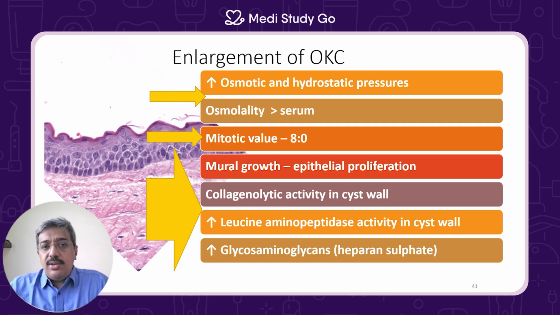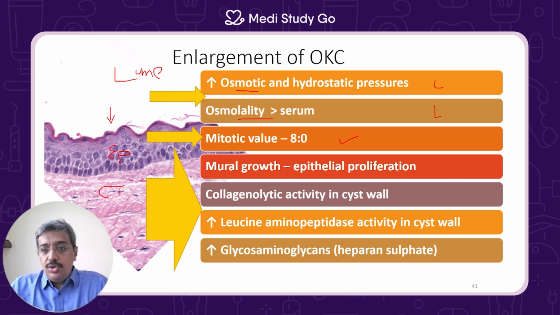The odontogenic keratocyst enlarges very rapidly. So there are reasons for enlargement. You can divide the reasons into 3 regions: one is the lumen, one is the epithelium, and one is the connective tissue. The first 2 are the luminal changes. There is an increase in osmotic hydrostatic pressure and osmolality, which leads to the enlargement of the cyst. The second component, the mitotic activity, is from the epithelial region.